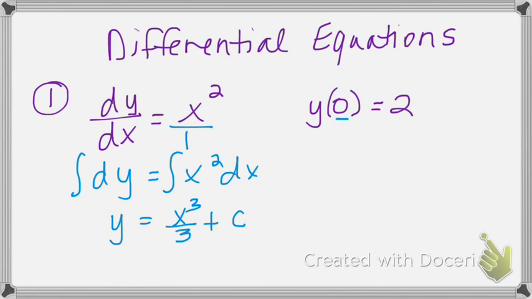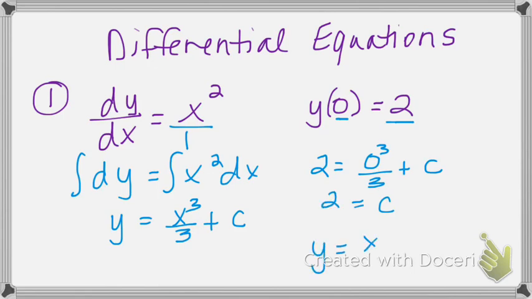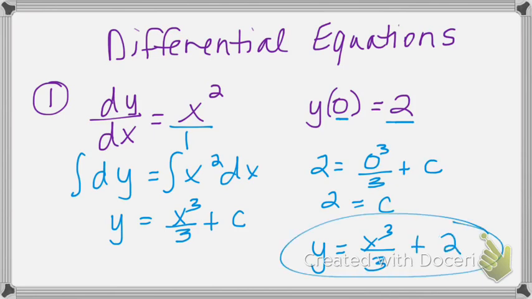But by knowing that this also goes through that original point, I can plug that in for x and y to solve. So I'm going to plug the 2 in for y, I'm going to plug the 0 in for x, and then I find out that c is 2. So my final equation is y equals x to the third over 3 plus 2. So it's kind of the same as what we've been doing, except that you can solve for c if they give you some other information.